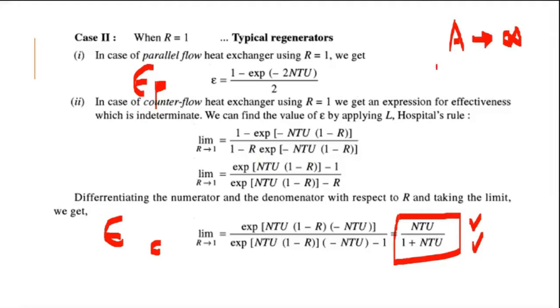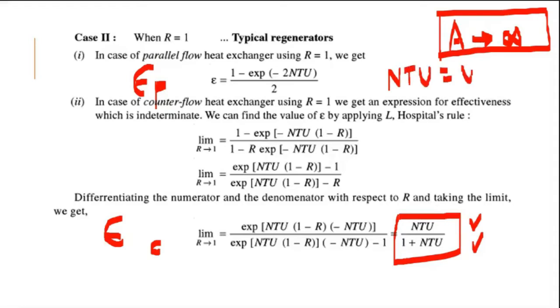So we are taking a heat exchanger of infinite size. For an infinite size heat exchanger, can we say that area is tending to infinity? Okay. Now since area is tending to infinity, NTU is given by UA divided by C minimum. U is the overall heat transfer coefficient, A is area, and C minimum is the minimum heat capacity rate. Since area is tending to infinity, NTU is also going to tend to infinity.